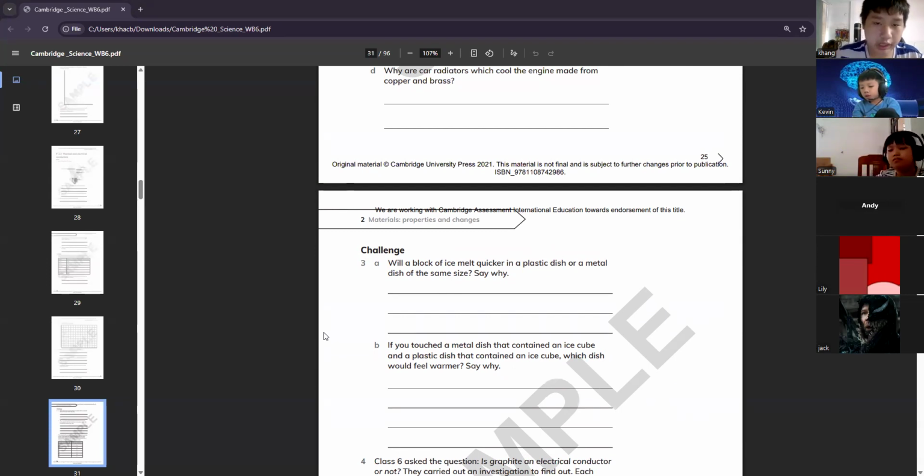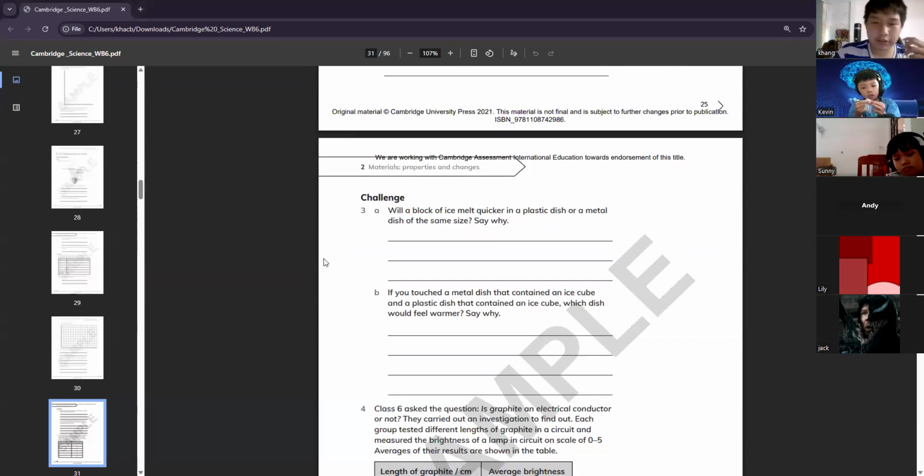So, anyways, will a block of ice melt quicker in a plastic dish or a metal dish, and why? Metal dish, because if it is placed in a hot room, the metal dish will conduct heat better and melt the ice faster. Anyways, a block of ice would melt way quicker in a metal dish of the same size because the metal dish conducts faster.